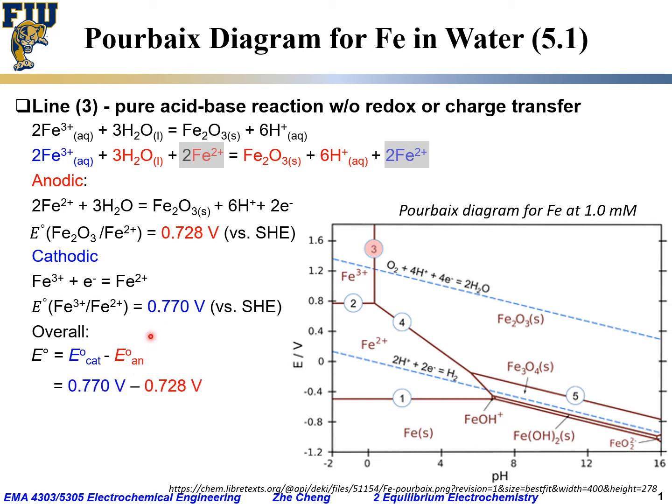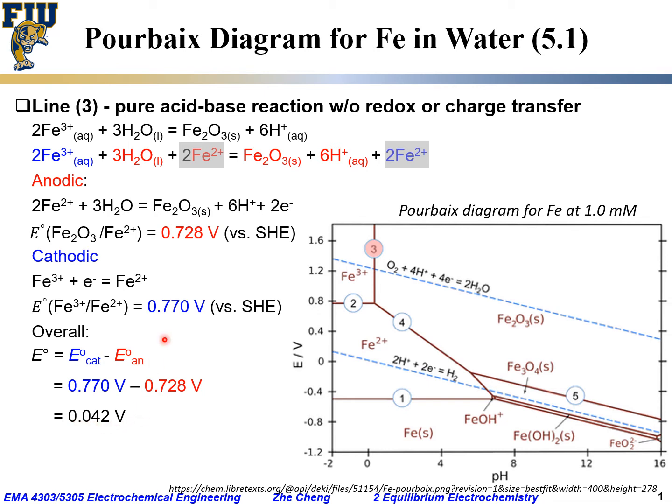And in this case it would be cathodic 0.770 minus anodic 0.728 volt. And we would get a standard cell potential for this electrochemical cell of 0.042 volt.